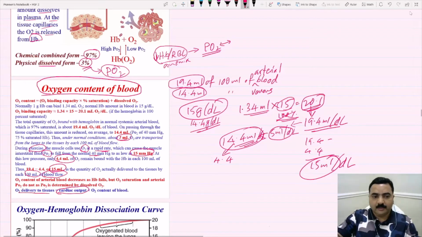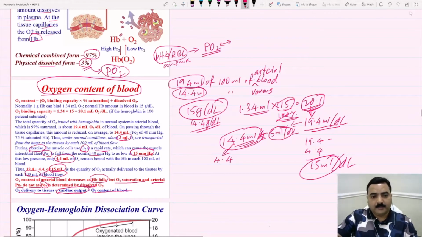So oxygen delivery to the tissue is equal to cardiac output multiplied by the oxygen content of the blood. Oxygen content of arterial blood decreases as hemoglobin falls, but oxygen saturation and arterial PO2 do not, as PO2 is determined by the dissolved oxygen. That's the first point that we discussed before. Very important point from your exam point of view.